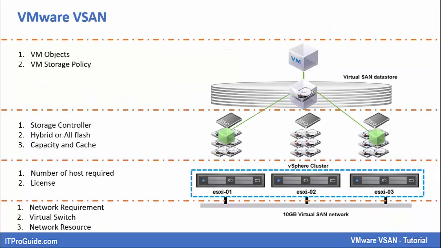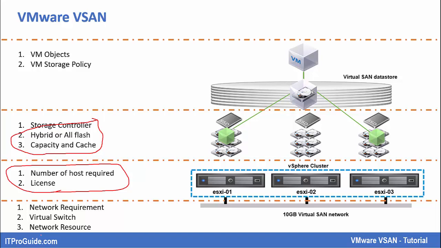Configuration of VMware vSAN is not a big deal, but understanding the technology is more important than anything. So for a better understanding, I would like to divide the explanations into 4 categories. In the first session, we will talk about the storage controller, RAID controller, hybrid or all-flash configuration, and capacity and cache tier also. In another session, we will spend some time on the host requirements, licenses, and the minimum configurations that you need to start with VMware vSAN.